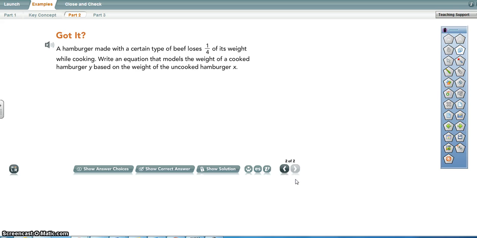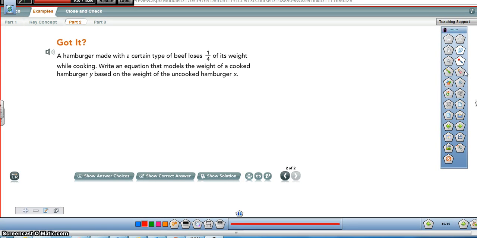A hamburger made with a certain type of beef loses 1/4 of its weight while cooking. Write an equation that models the weight of a cooked hamburger y based on the weight of the uncooked hamburger x. Why don't you pause the video and see if you can do this one on your own. This one is a lot like the one we just did. Okay, so if it loses 1/4 of its weight, how much of its weight does it still have? If it loses 1/4, it still has 3/4.